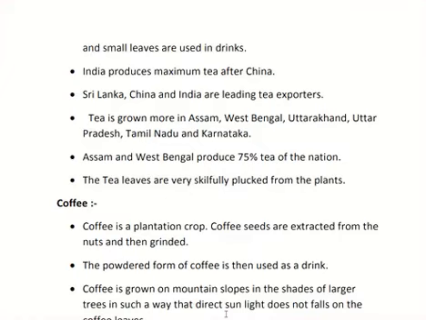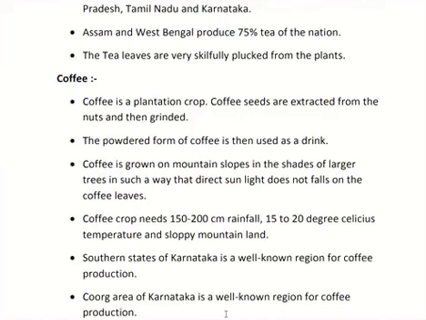The second beverage that I will explain today is coffee. Coffee is a plantation crop. Coffee seeds are extracted from the nuts and then ground. Coffee plants are small plants, their seeds are extracted from the nuts, and the nuts are ground into powdery form and used in coffee drinks.